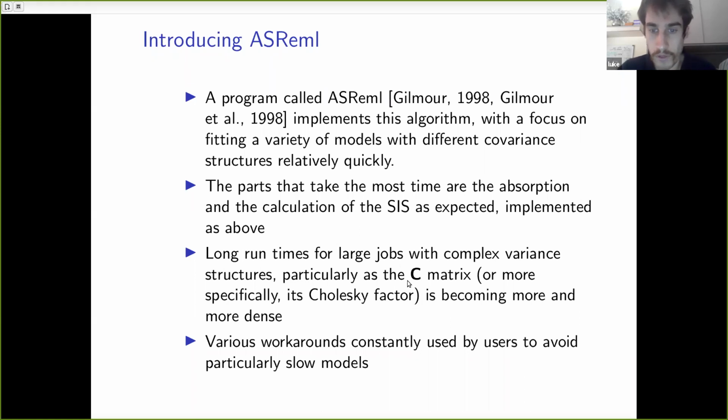However, for the more complicated matrices that are arising in recent times, the Cholesky factor is becoming more and more dense, and AS Reformul is struggling with that. AS Reformul users often have to find workarounds to get models to converge in reasonable amounts of time. And particularly in CBB, they definitely do, and I know in other areas they do as well.